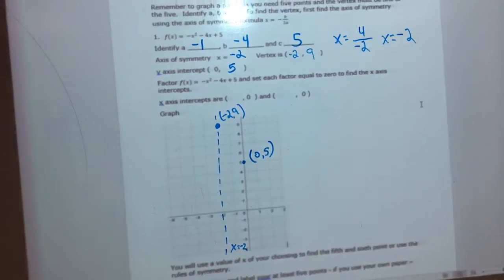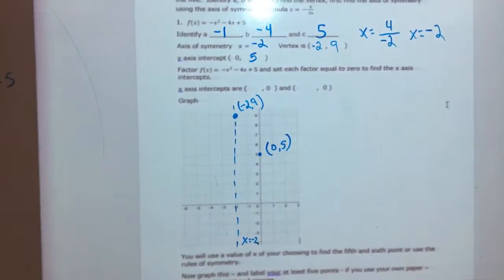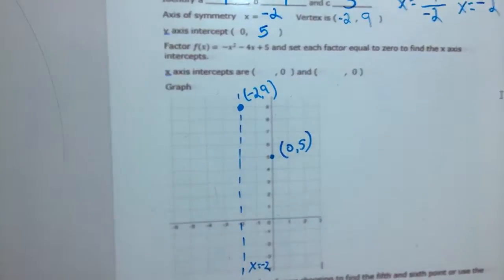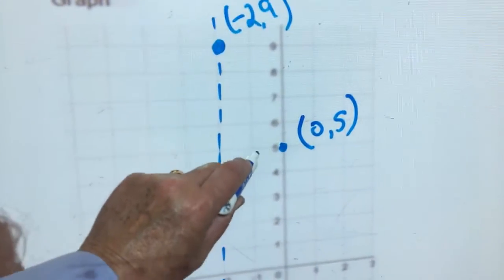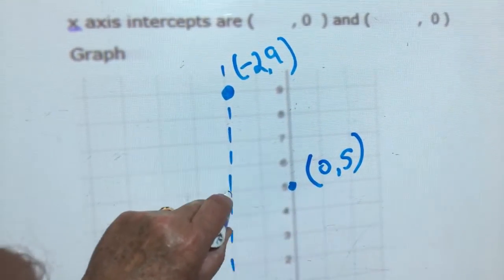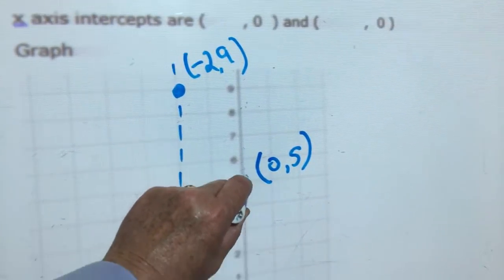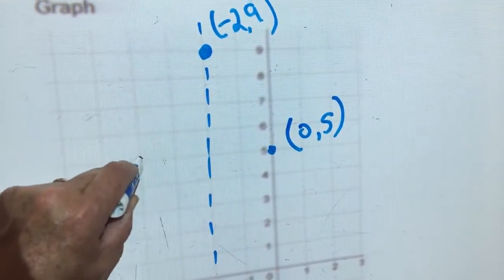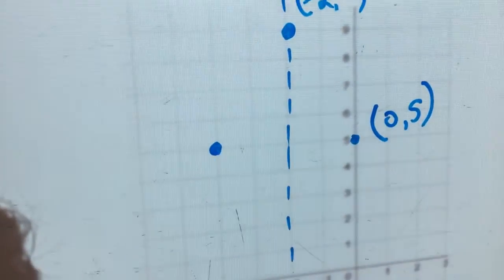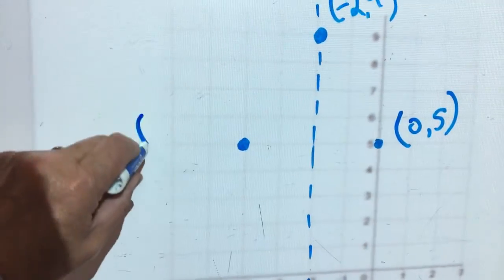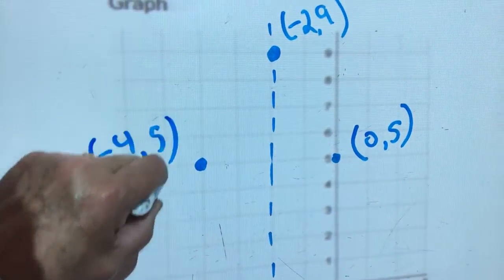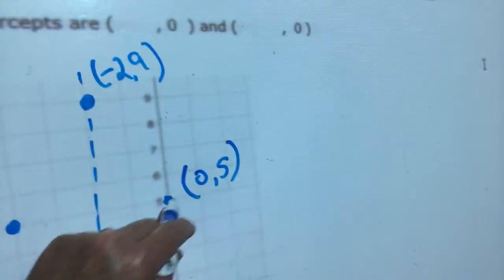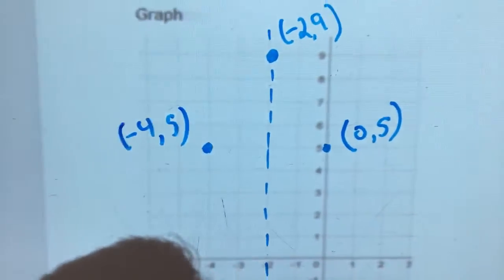Now, I can grab another point. I know that parabolas are symmetric. You see this point right here, this y-axis intercept? It is 2 units to the right of the axis of symmetry. So if I go 2 units to the left, I can get another point. So what would that be? Negative 4 comma 5. Notice that the y values are exactly the same, flat line. You know the rules for that.